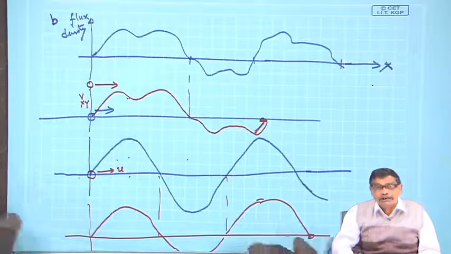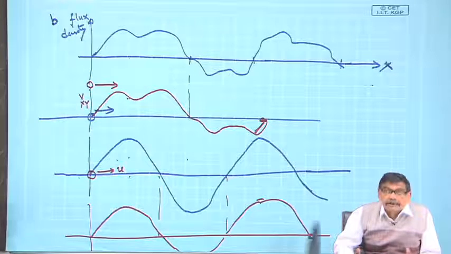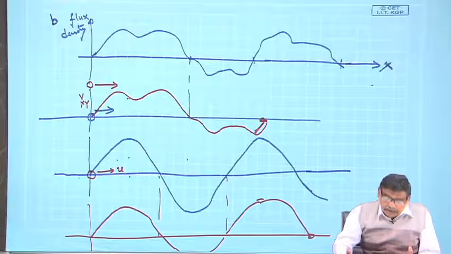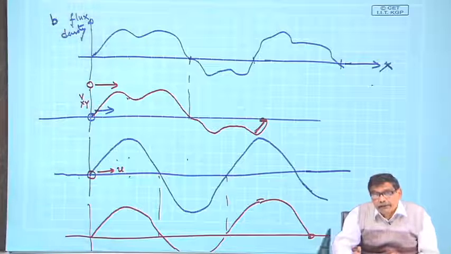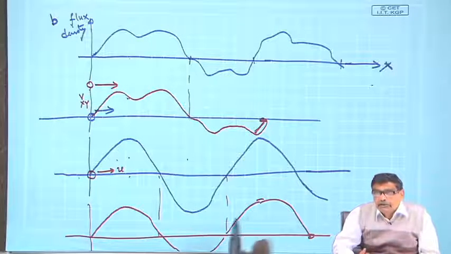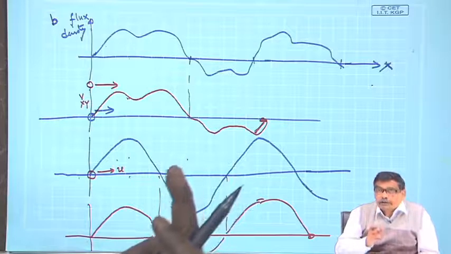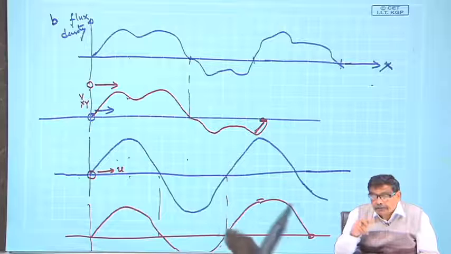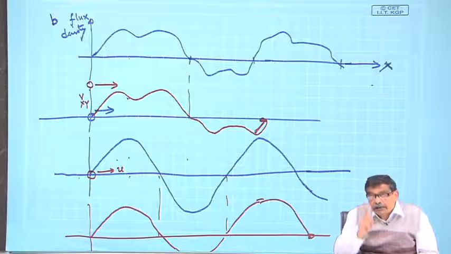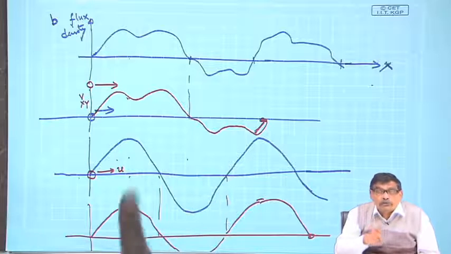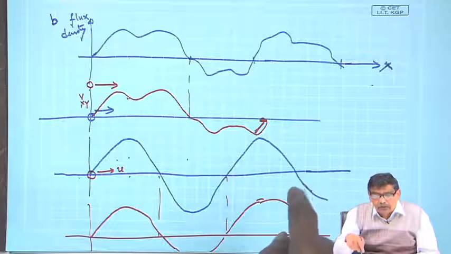If you want to generate a sinusoidal voltage, that is what our generator is doing in power stations, then after knowing all these things, I will demand that the B distribution in whatever machine that conductor is moving must be sinusoidally distributed in space, and that only will ensure that a sinusoidal voltage of a particular frequency is generated.